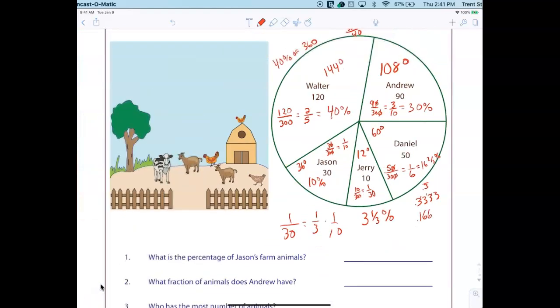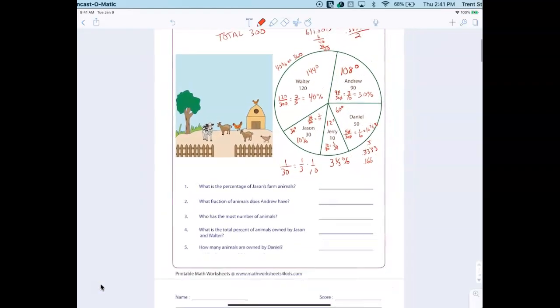All right, now let's answer these silly questions. Obviously, we did way more than we were supposed to, but that's important. What is the percentage of Jason's farm animals? Jason is what percent, please? Let's go, guys. Just answer the questions. 10%. What fraction of animals does Andrew have? 3/10. Who has the most number of animals? Walter. And then, what is the total percent owned by Jason and Walter?